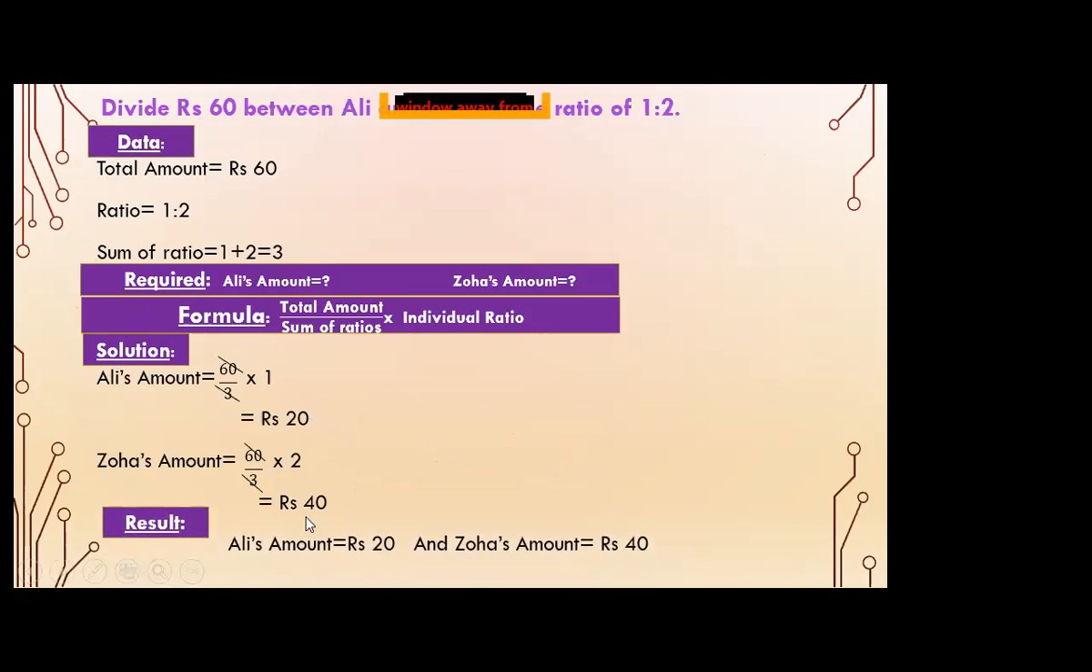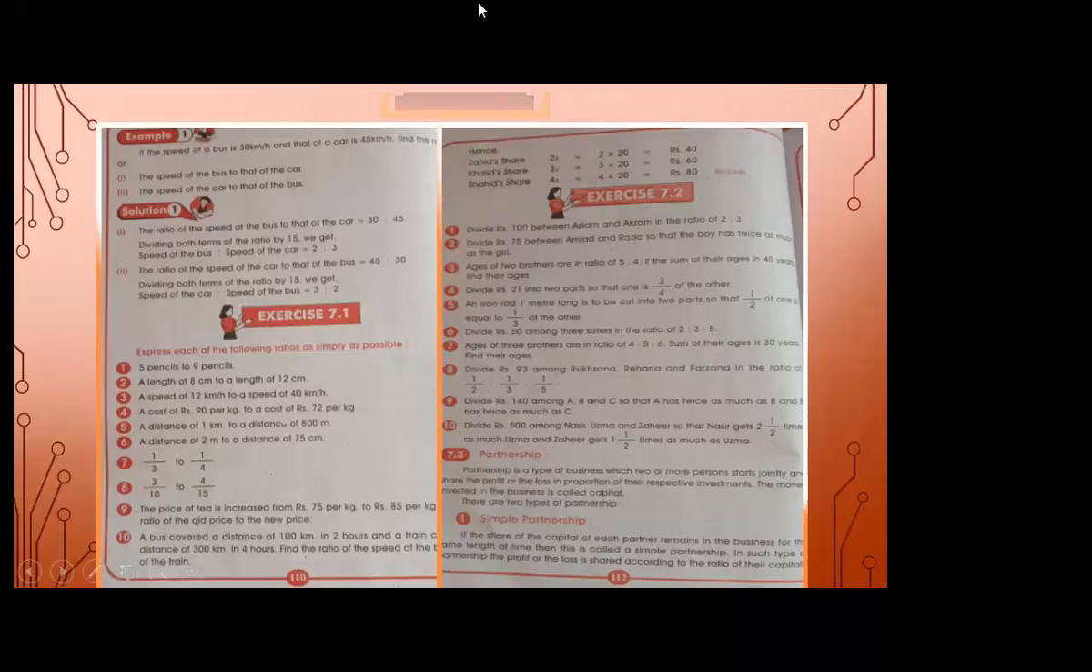In the end, we can mention our result that Ali's amount is equal to rupees 20 and Zuha's amount is rupees 40. Clear? Now, here in this book, you can easily solve the question. Look at the question here. In these questions, you can see 5 pencils to 9 pencils, page number 110 from exercise 7.1.